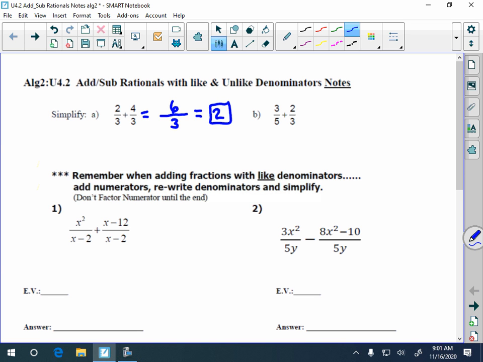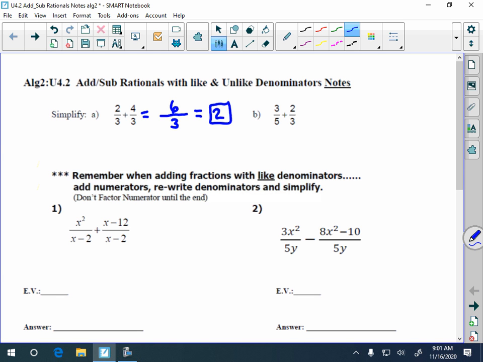All right. Now on the second one, B, 3/5 plus 2/3, these are not the same. So we have to remember, how do we add fractions when the denominators are different? Well, we have to get them to be the same. So we have to find the smallest number that 5 and 3 will go into. You can think of the multiples of 5: 5, 10, 15, 20, 25. You can list them out, and then you can find the multiples of 3.